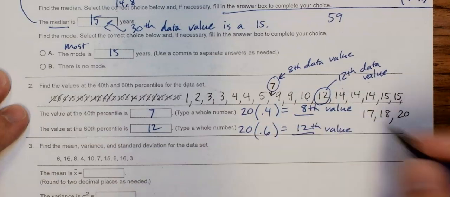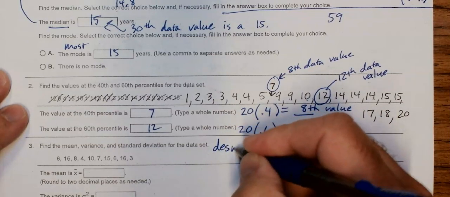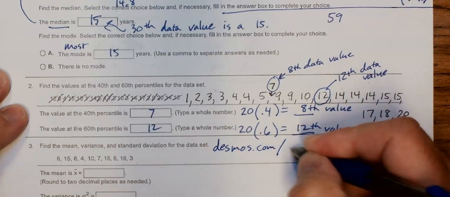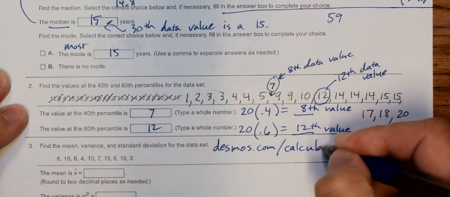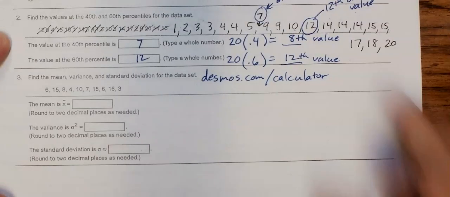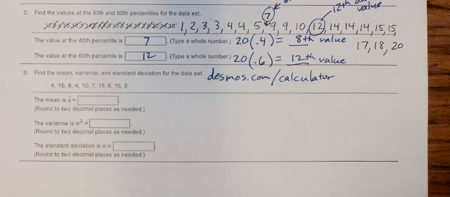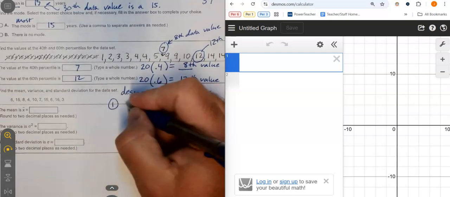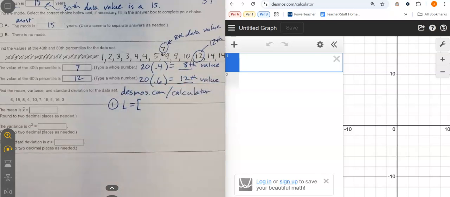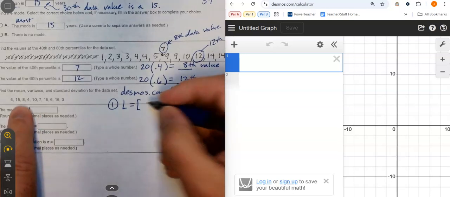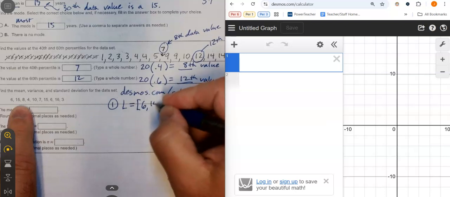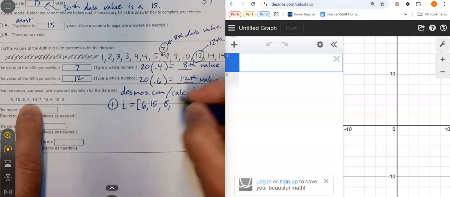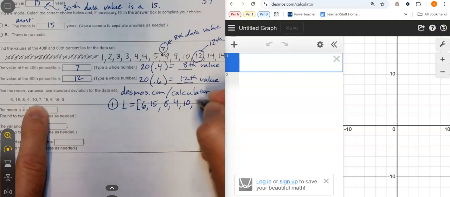Okay, the next question, you will need Desmos.com. You will need the graphing calculator version, not the scientific version. Please go to the graphing calculator version of Desmos. Step 1. L equals bracket. Must be a bracket, not a parenthesis. That's why we have these things written in our notes. Then go ahead and enter all the numbers with a comma separating them, does not matter what order they're in.